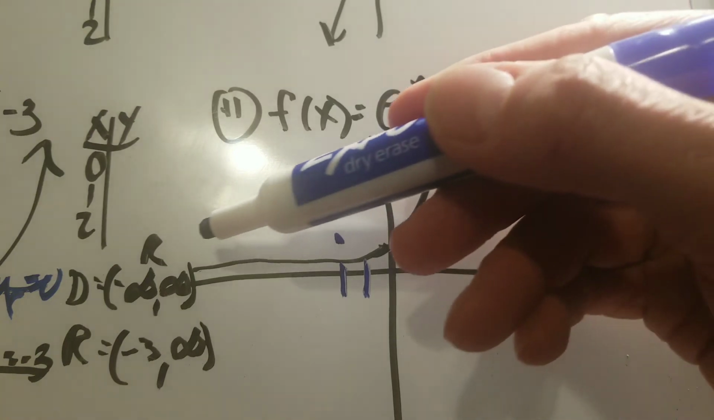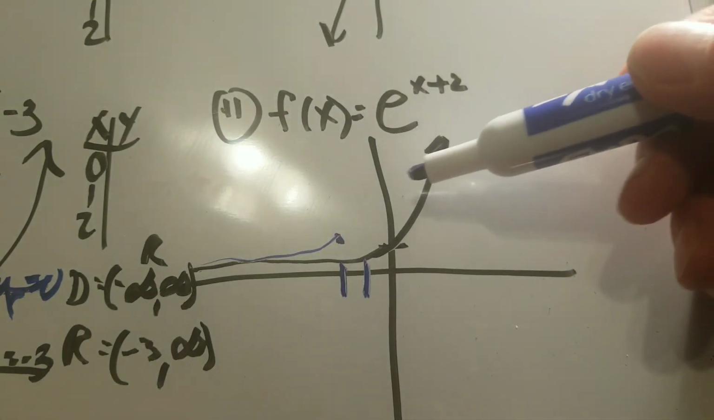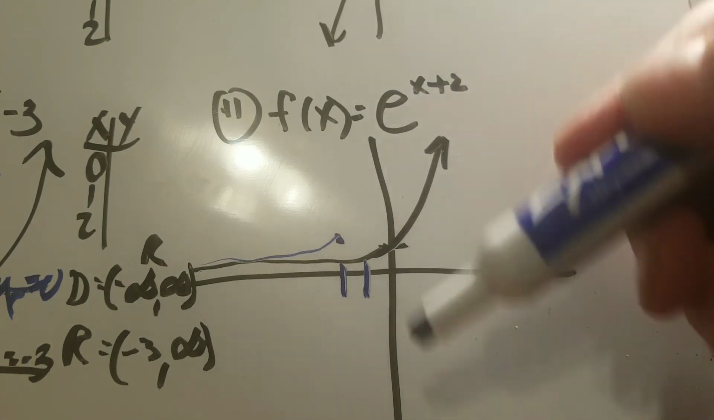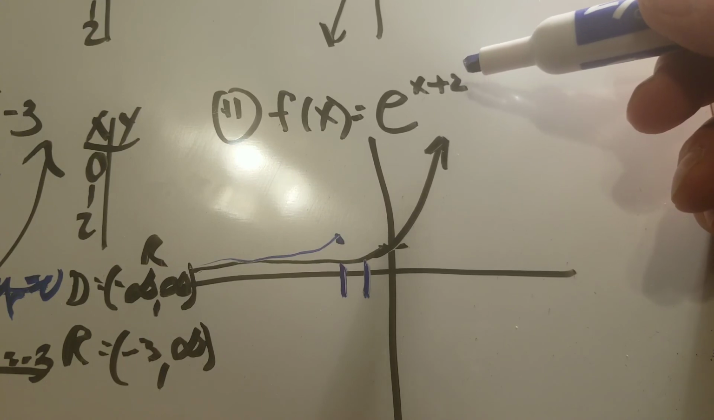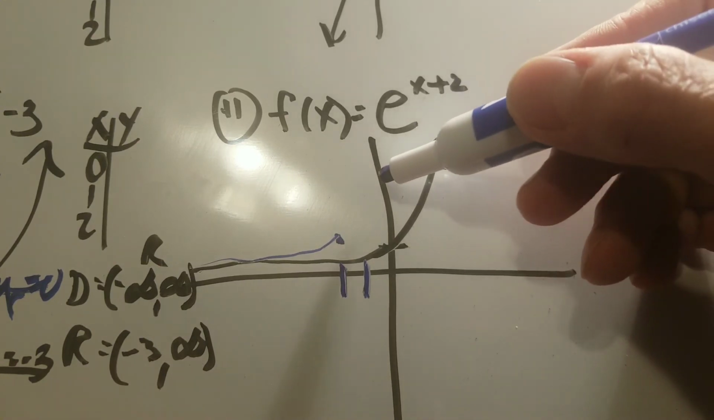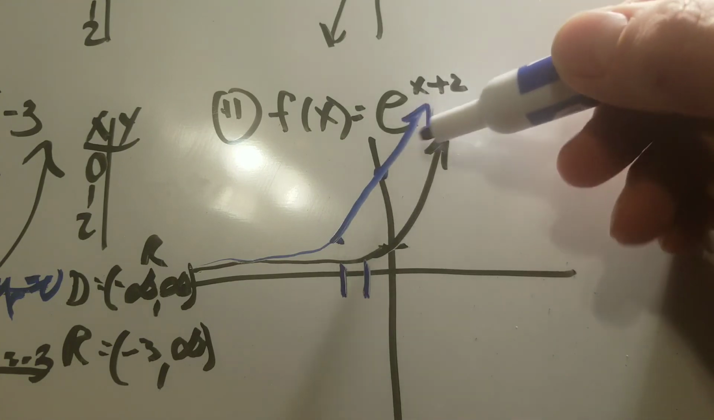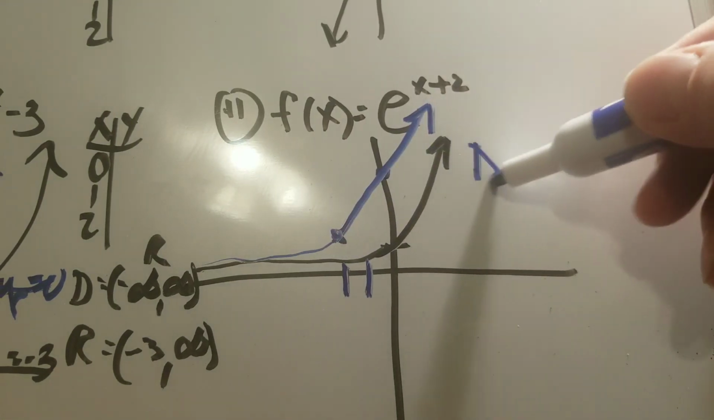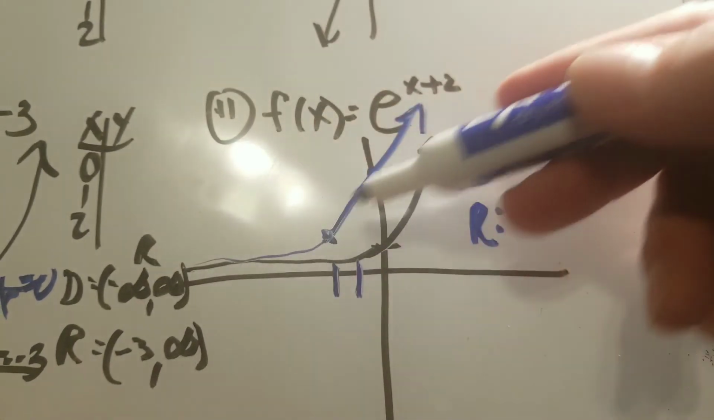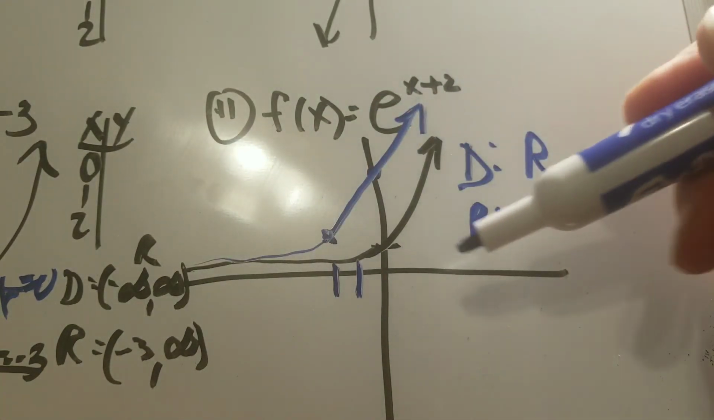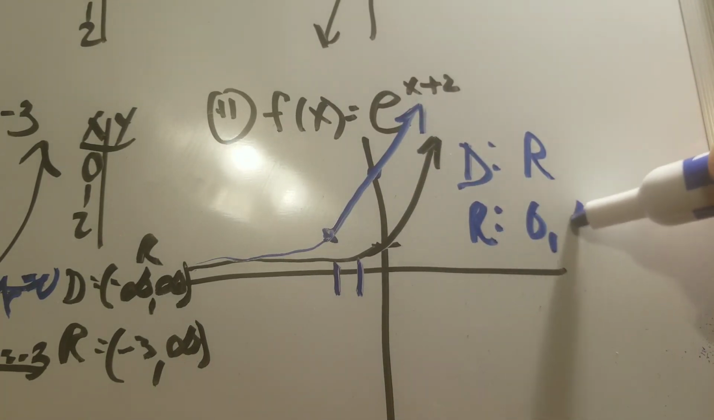Okay, so your graph is still coming this way, and it's hitting it, but where's it hitting it on the y-axis? 0 plus 2 is 2, e to the 2. Whatever e to the 2 is, that's what the number is. And you head up and keep going. Domain, range. Domain, this just keeps going, all real numbers. Range is from here up, and that's from 0 to infinity.